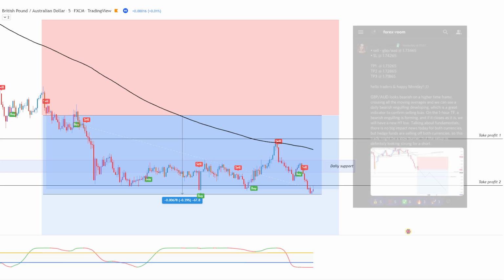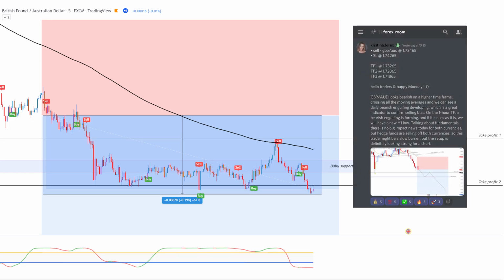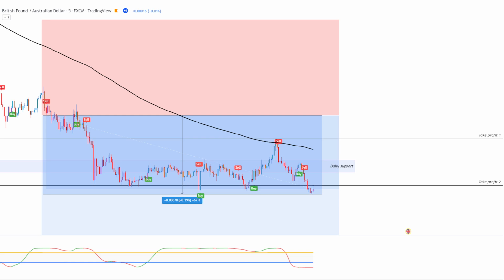I have analyzed and sent this trade to our VIP members using this strategy, but with a little bit of my own twist. And as you can see, it's performing nicely.